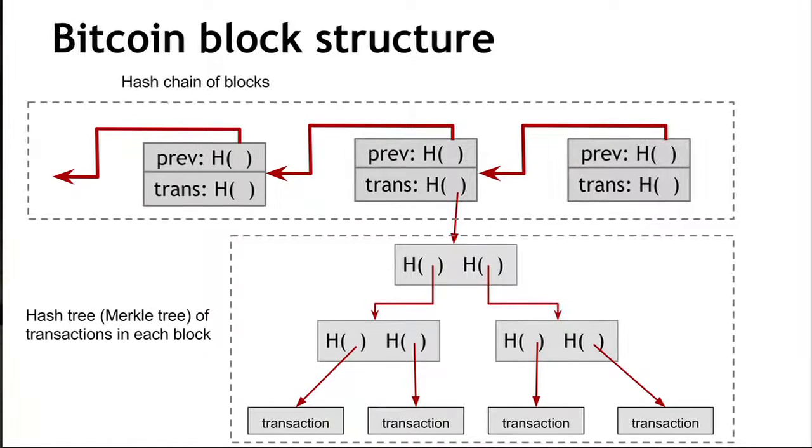And then we have a tree of all of the transactions that are included in each block. So this is a hash tree, or what's called a Merkle tree, which commits to all of the transactions in the block in quite an efficient way. So it's easy to provide just the path through the tree, which will be logarithmic in size, to prove that that transaction is included in a specific block.